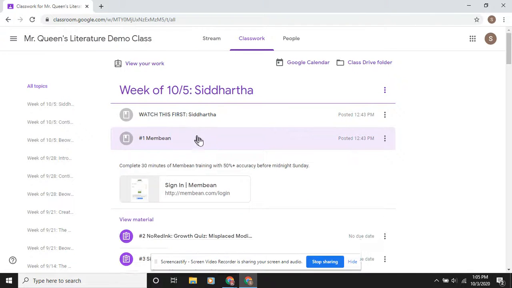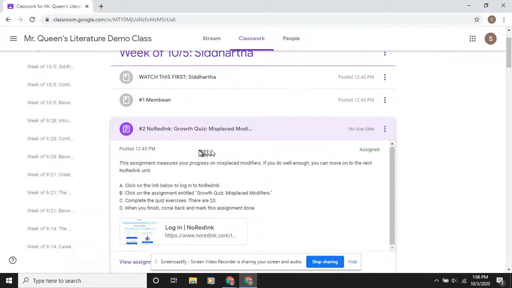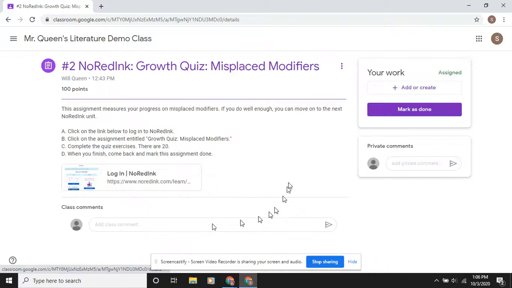Number 2 is your first growth quiz for NoRedInk. So you will click on NoRedInk, click on the link here and go to it. You'll complete the assignment entitled Growth Quiz Misplaced Modifiers. You'll complete the exercises there, and there are 20 of them total. And when you finish, come back and mark this assignment as done.